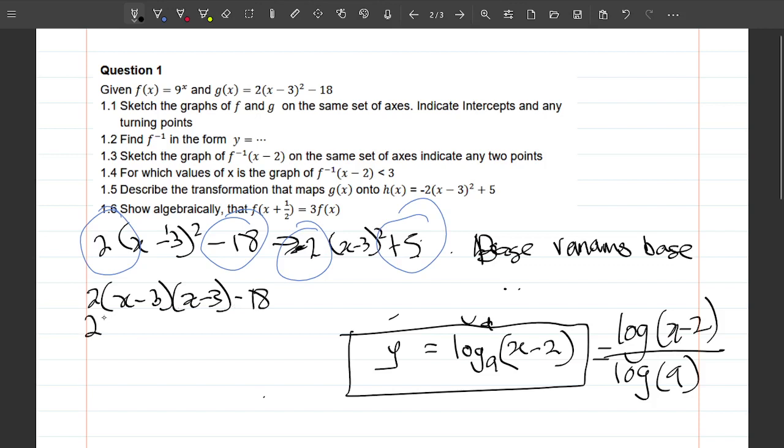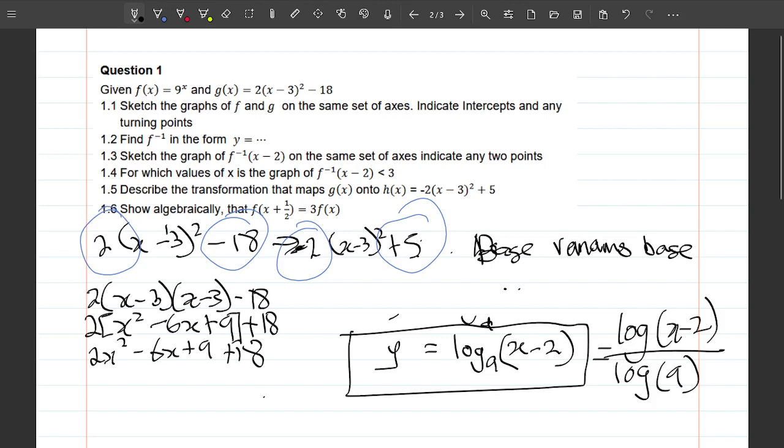So 2, bracket, x multiplied by x, that's just x squared, x multiplied by negative 3 is going to be negative 3x, and then minus another 3x, I'm essentially just getting negative 6x, and then negative 3 multiplied by negative 3 is positive 9, minus 18. This is what I actually have, so I need to distribute my 2. So I'm going to have 2x squared minus 6x plus 9 minus 18.